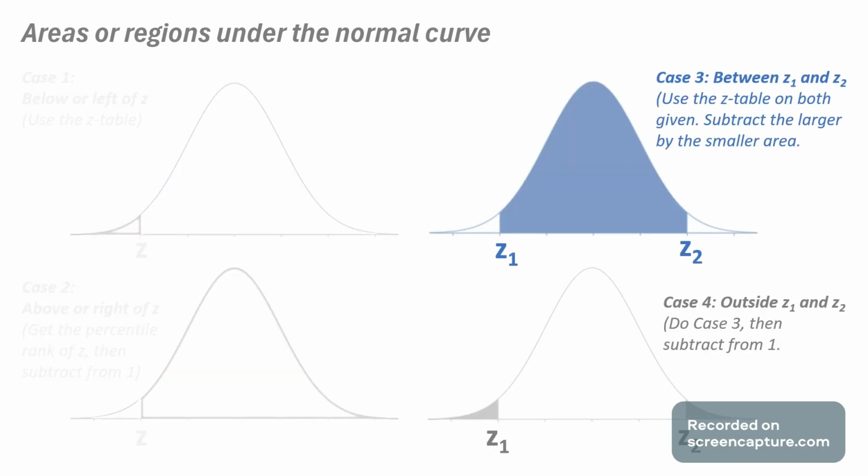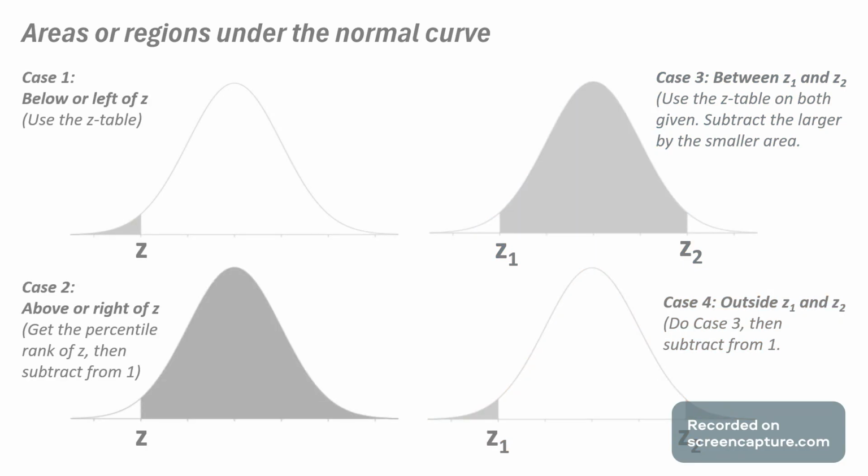Case 3 is between z1 and z2, which I think is obvious why it is called between. To get this area, use the z table on both given values. Then we subtract the bigger area by the smaller area. Case 4 is the area outside z1 and z2. As you can see, it is the reverse figure of case 3. So we just do case 3, then subtract the answer from 1. So this summarizes how to get the areas of every region: left or right of a z-score, between and outside of two z-scores. Let's go for some examples.